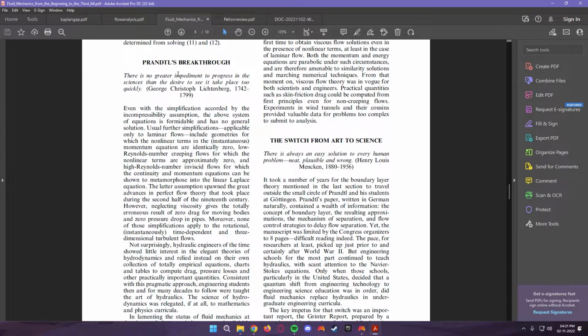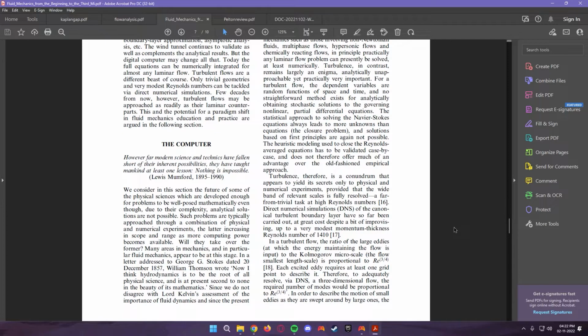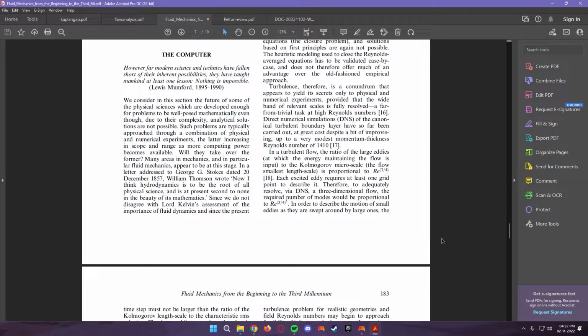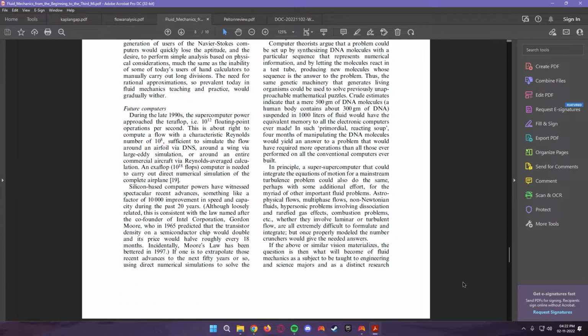In the next section, they have shown the breakthrough, then the switch from art to science in fluid, and basically the computer which is used in today's time to analyze fluid flows and whatnot. During the 1990s, supercomputer power approached the teraflop, which is 10 to the power 12 floating point operations per second. This provides us with more accurate results, and thus more research can be done on this topic.